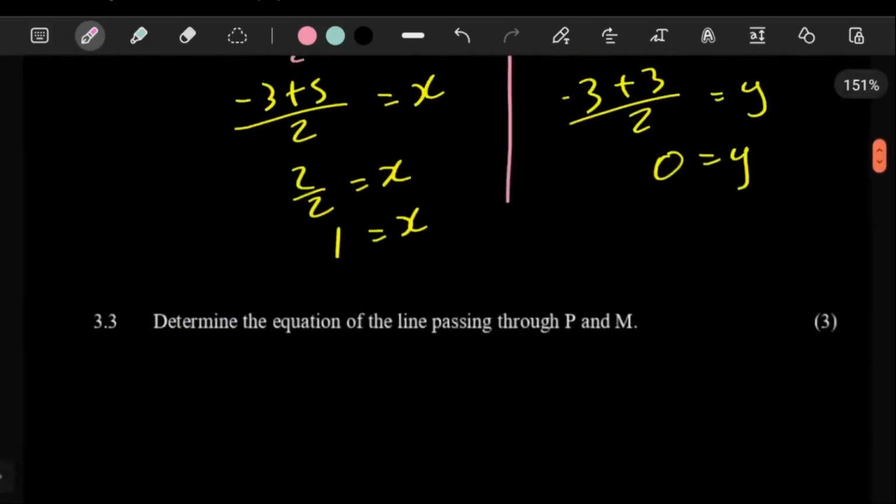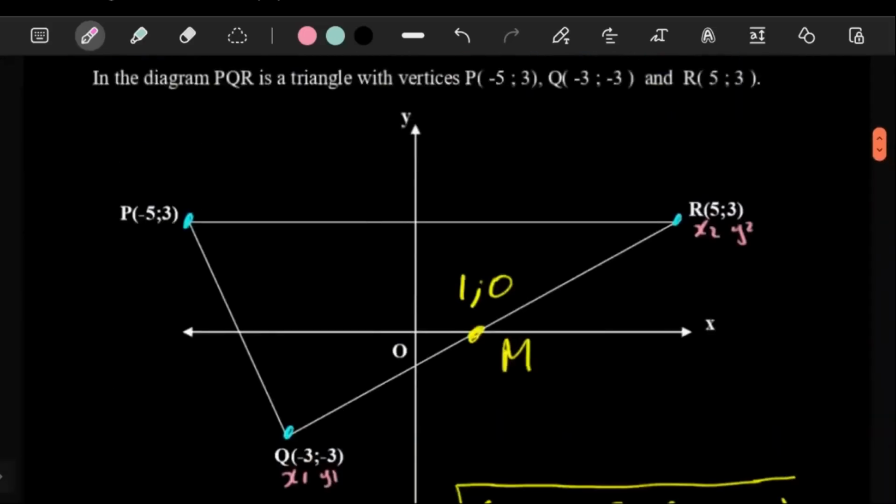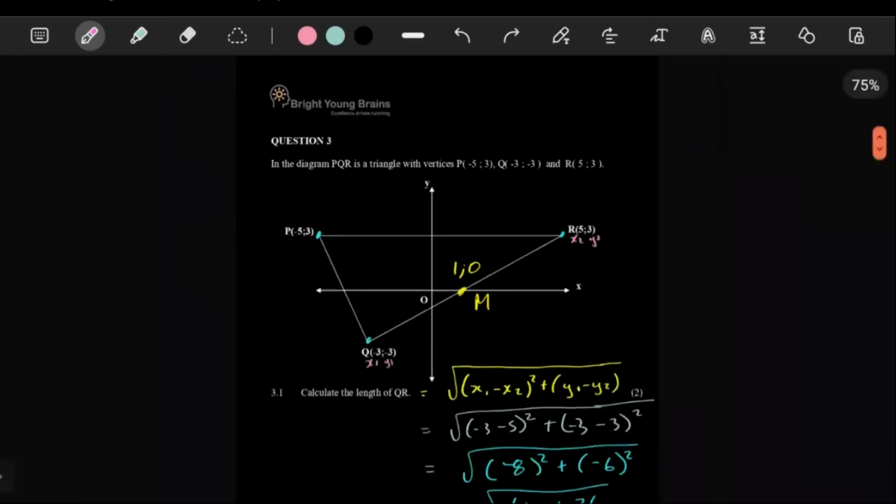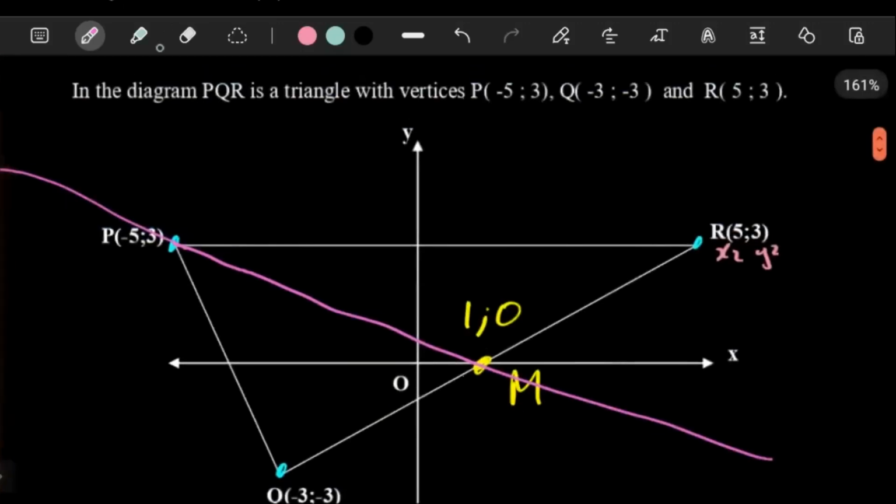Determine the equation of the line passing through PM. Where's PM? So we need the equation of this line. Okay, that's an interesting line. There we go.